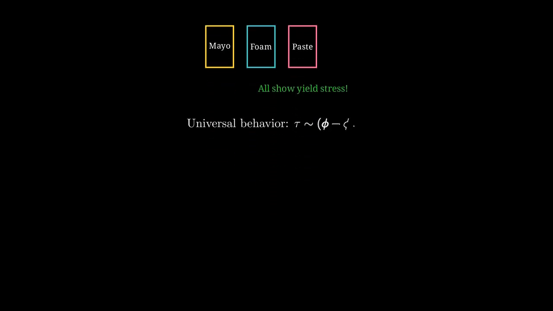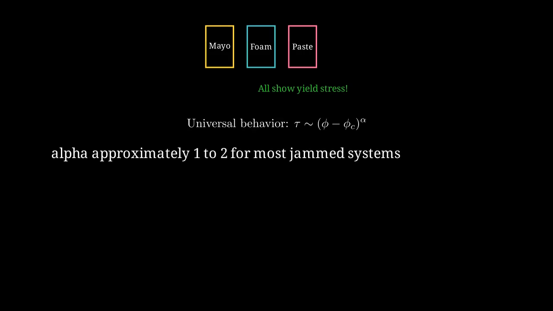Near the jamming transition, these systems show universal scaling behavior, where stress scales as phi minus phi_c to some power alpha. The exponent alpha is typically between 1 and 2 for most jammed systems, reflecting universal physics.